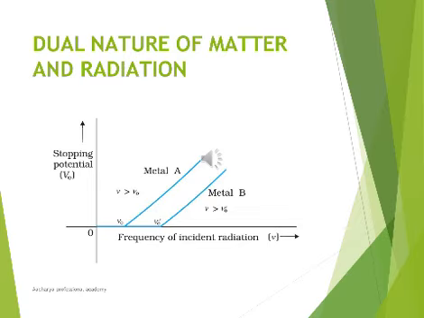So, what is the definition of the threshold frequency? There exists a minimum frequency below which no photoelectric emission occurs, called the threshold frequency. Light below this frequency fails to emit electrons no matter whatever be the intensity.